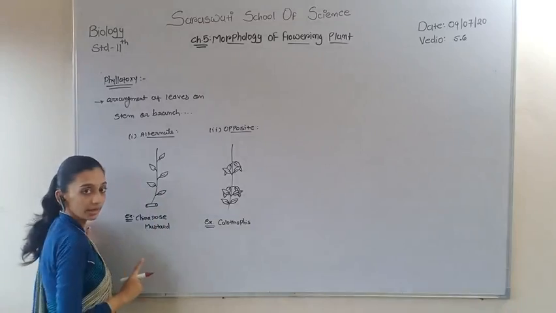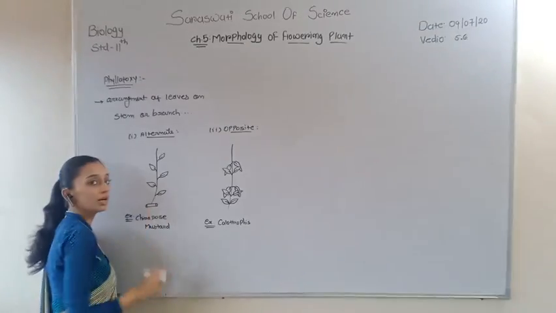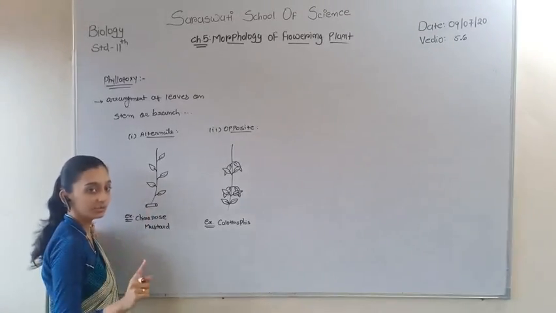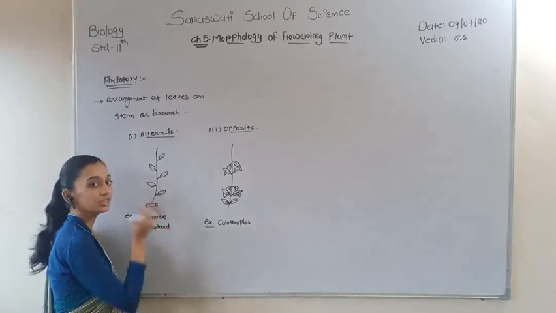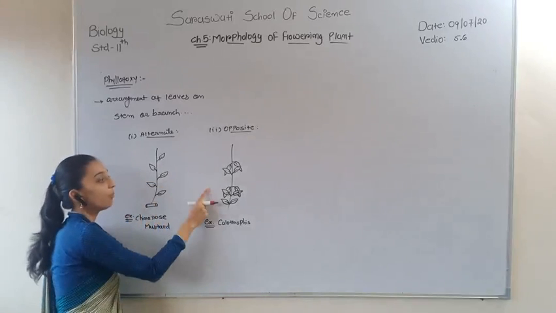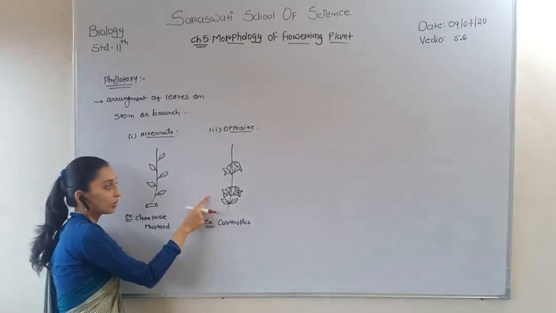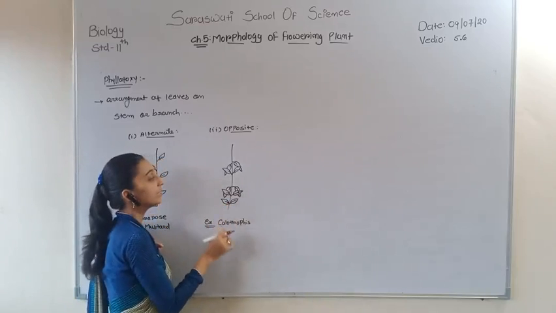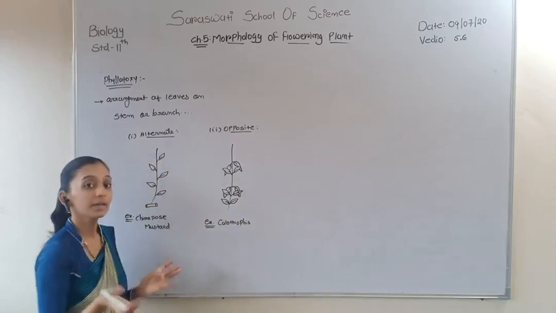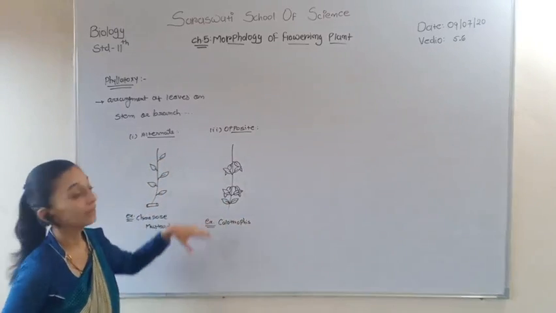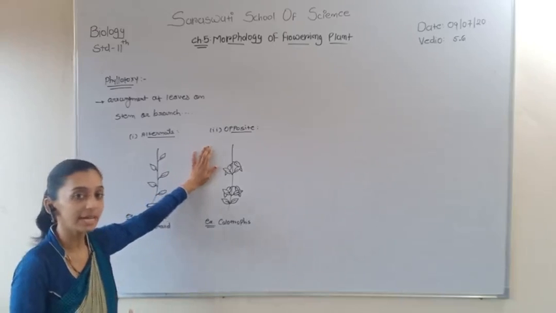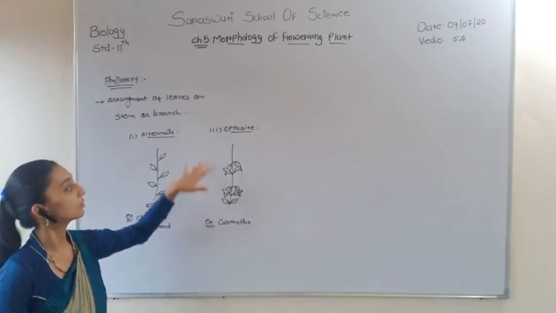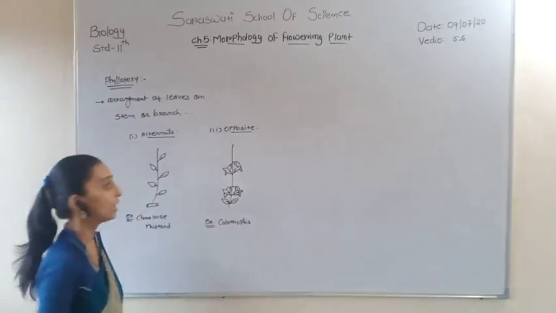In alternate phyllotaxy, each node gives rise to only one leaf and these leaves are arranged in an alternate manner. But in opposite phyllotaxy, each node gives rise to two leaves and these two leaves are arranged in opposite directions. This type is known as opposite phyllotaxy.